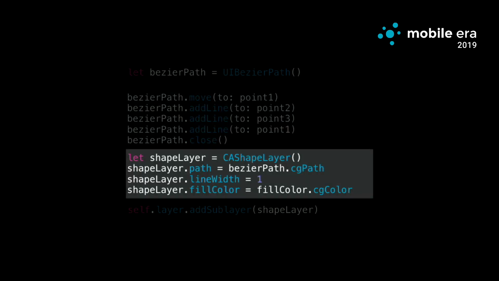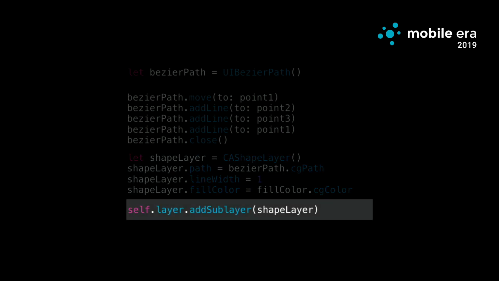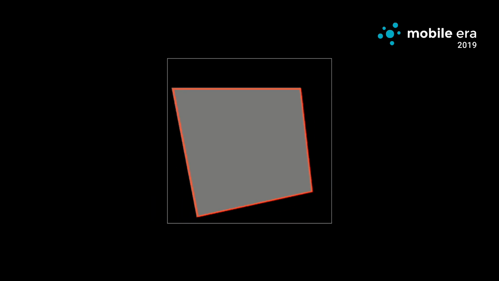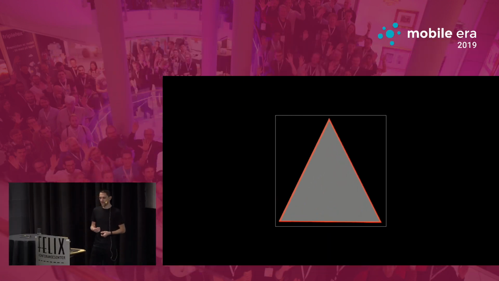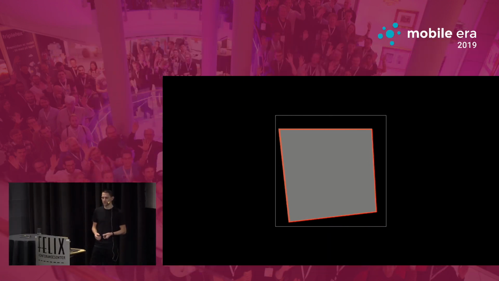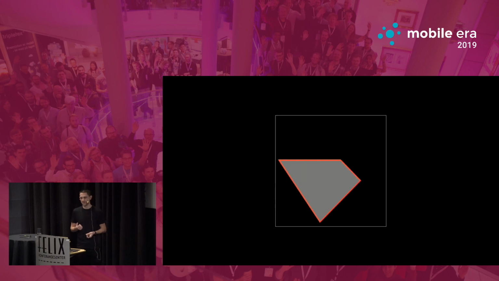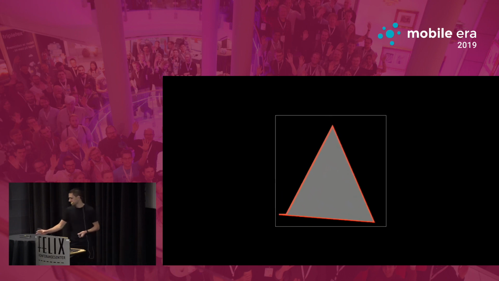Then we create a CAShapeLayer, and we set the path, the UIBezierPath that we created. Then we can set the line width, fill color, and many other properties. Then we just add the layer as a sublayer, and it appears on the screen. The next topic I want to talk about is path animations, and that is the most powerful and complex aspect of CAShapeLayer.